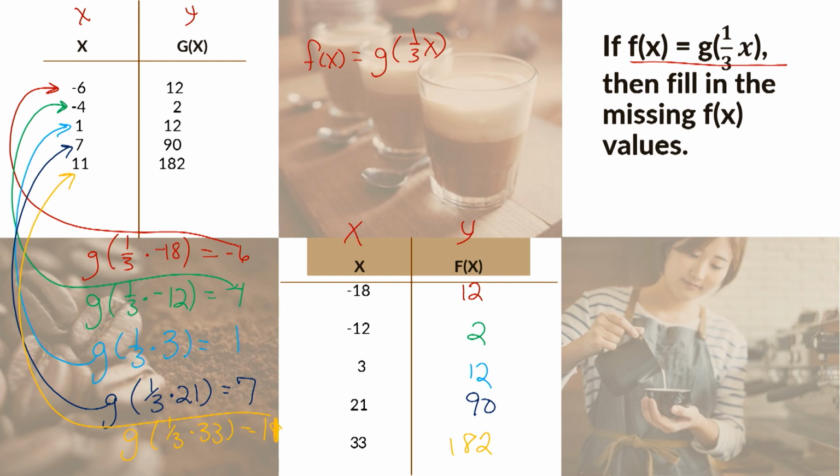When I get what that 1/3 times my x value equals, I go up to my original x and y values, and I see what my y value is for -6. I see what my y value is for -4. I see what my y value is for 1, 7, and 11. This is how I get my new y values for this new graph when I do this transformation by 1/3.